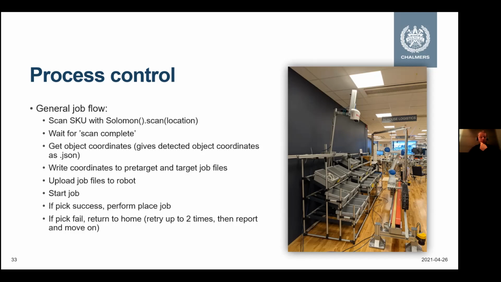We upload the files to the robot, we start the job, and then we monitor whether the pick is a success. If it's a success, we perform a place task or a place job. But if the pick fails, we return to home. And then we retry up to 2 times by performing a new scan and trying to pick another component. But if that also fails, then we mark that in the job status, and then we move on to the next component. This flow is yet to be optimized, but this is the base structure of how the flow works today.